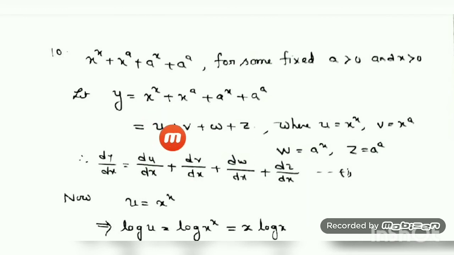I just name them u, v, w, z. What are u, v, w, z? I have just mentioned. Here we cannot write down the logarithm directly because the sum is there. So instead of taking the logarithm directly, I'll apply logarithmic differentiation, but before that I have just taken the derivative: dy/dx equals du/dx, dv/dx, dw/dx, dz/dx. Then in case of u, the power is a variable. So you have to use logarithmic differentiation here.